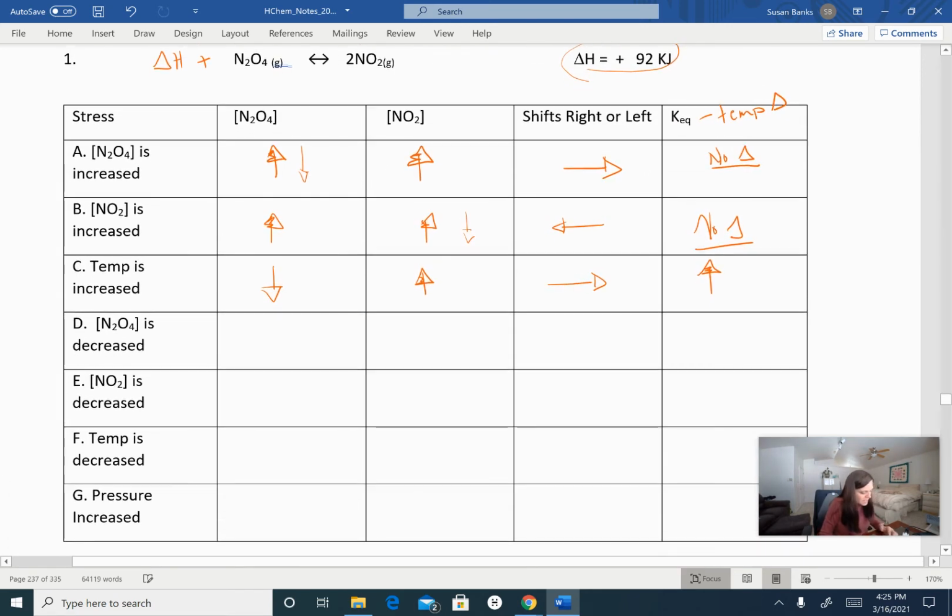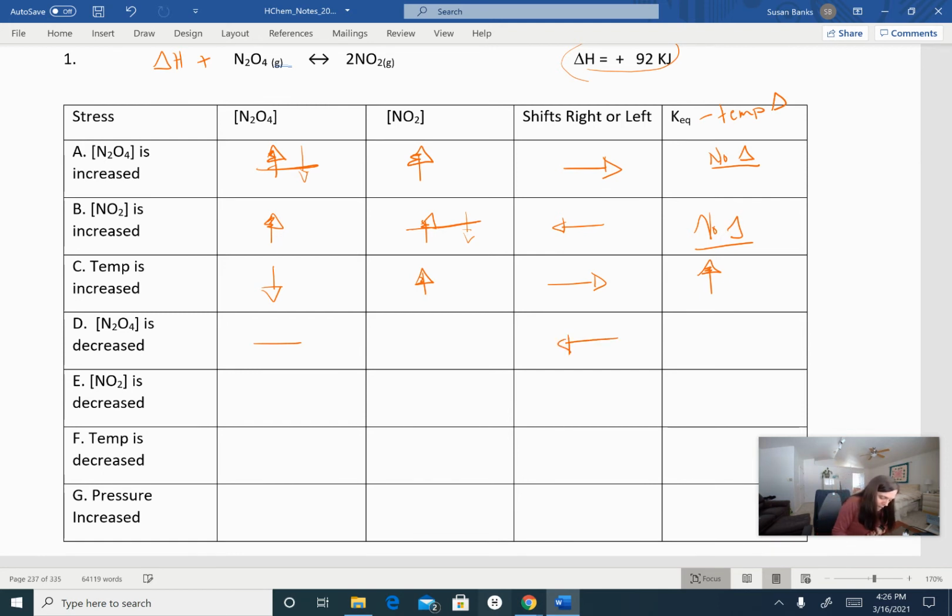All right, nitrogen dioxide is decreased. So anything that's changed, I'm going to just kind of X out. So if dinitrogen tetraoxide is decreased, that means I'm going to shift left. So that means that my nitrogen dioxide is going to go down. And I haven't changed the temperature, so I'm going to have no change in my KEQ.